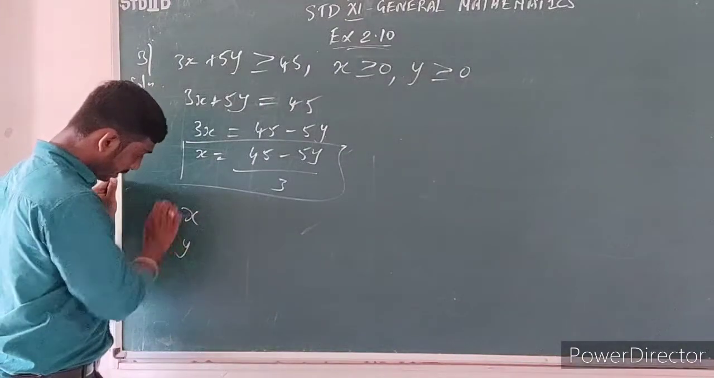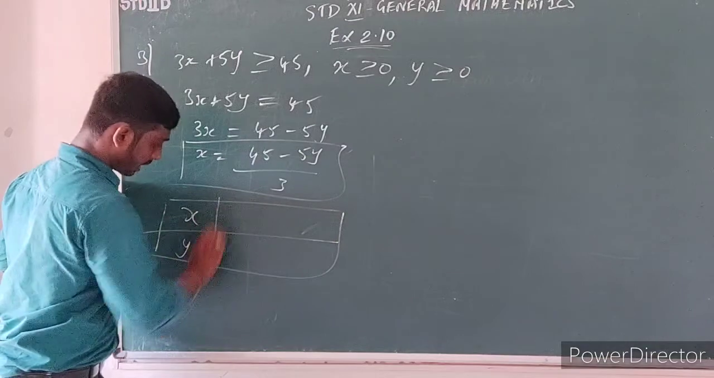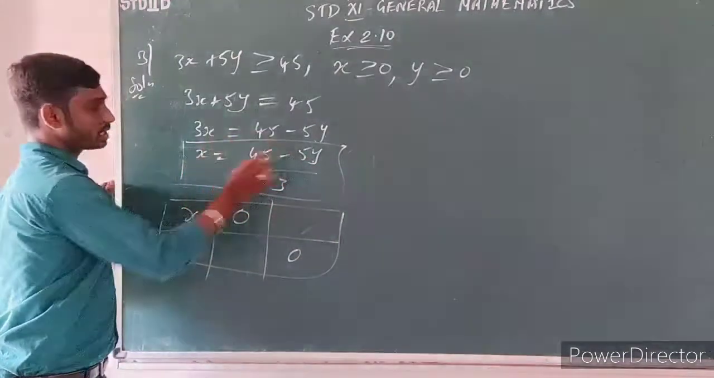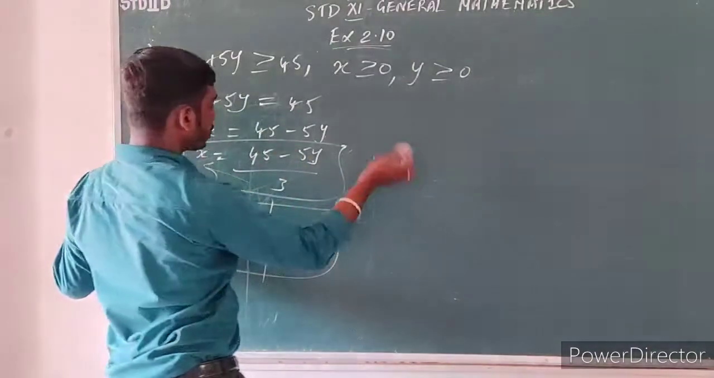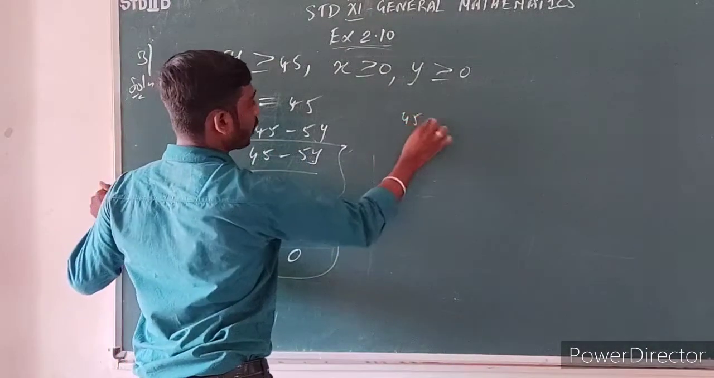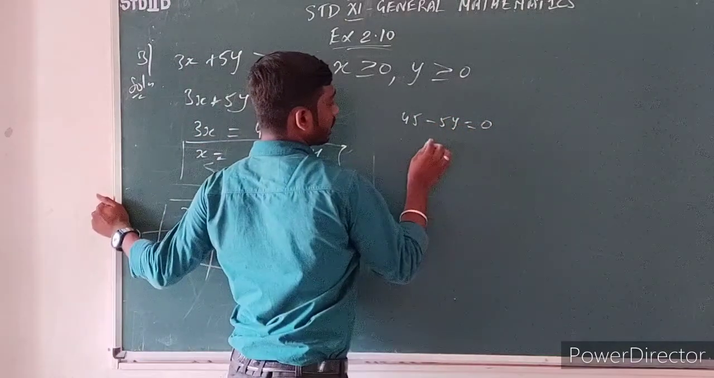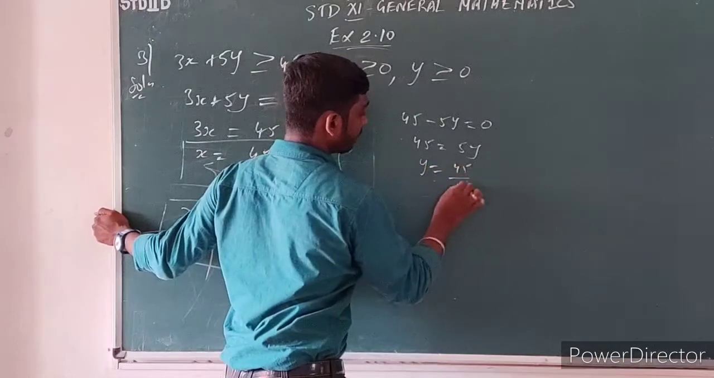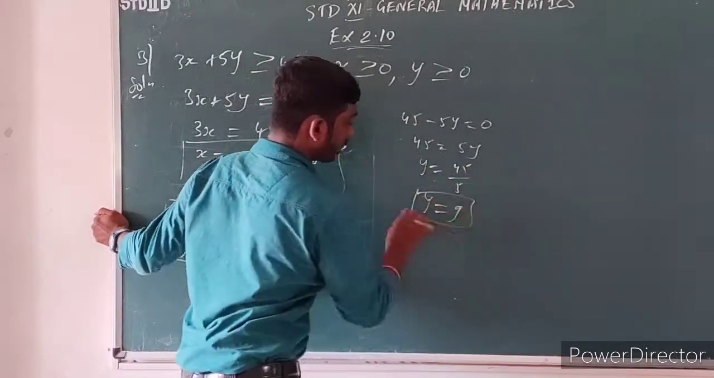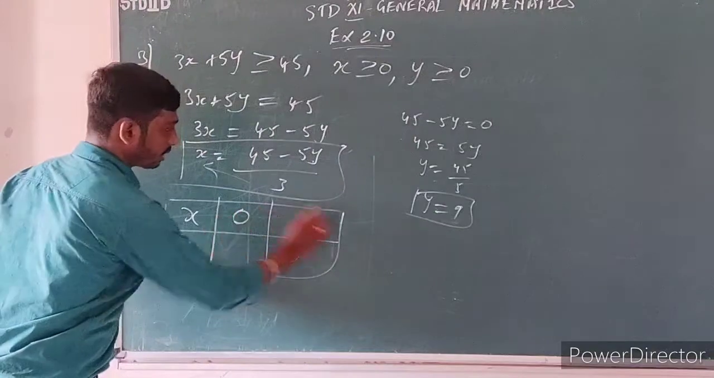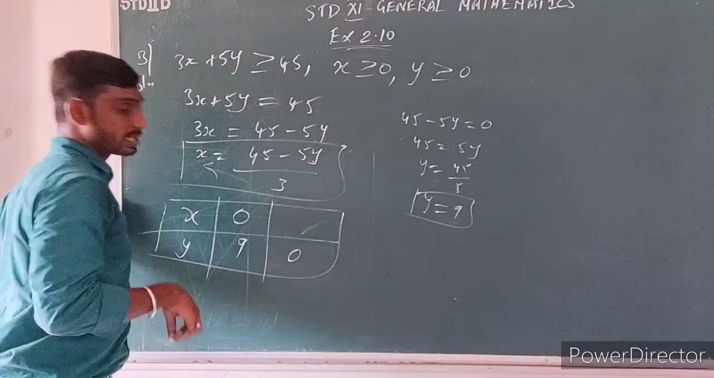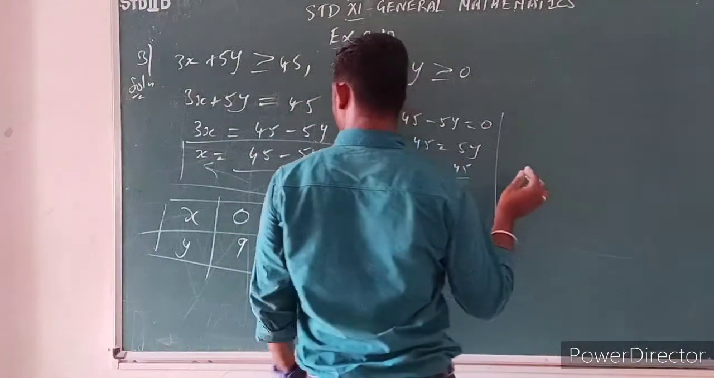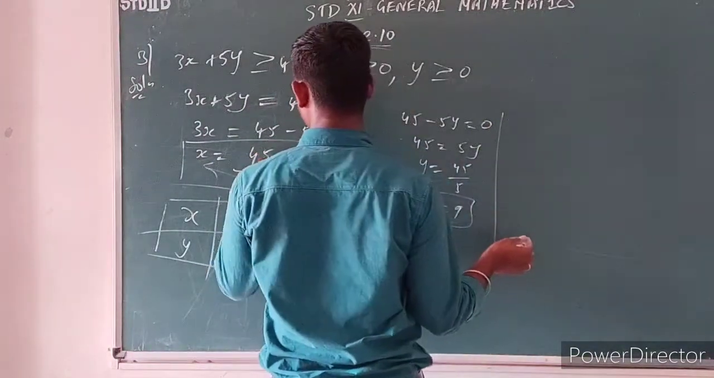Now create the table like this. x is equal to 0, then y is equal to 0. x is equal to 0 means what term are we getting here? So 0, then 45 minus 5y equal to 0. Here itself 45 equal to 5y, then y is equal to 45 divided by 5. y is equal to 9 we are getting here. Now substituting x is equal to 0, we get y equal to 9. Then here I am going to substitute y is equal to 0. What is the condition given here?